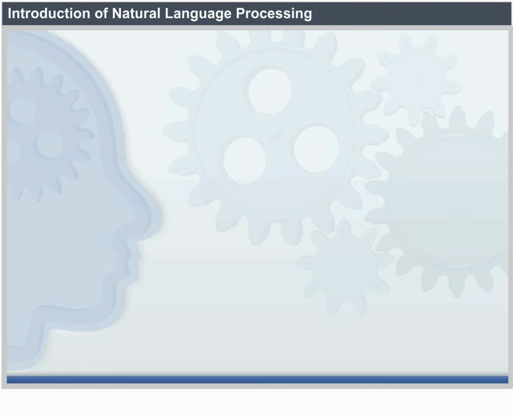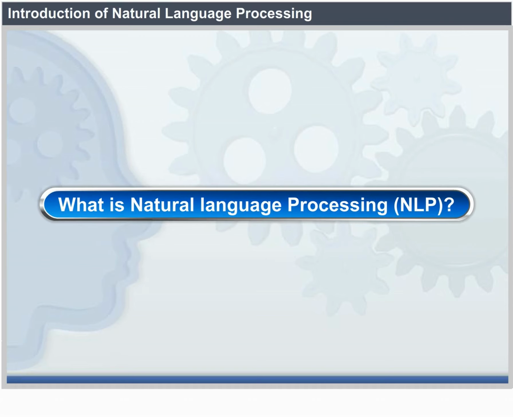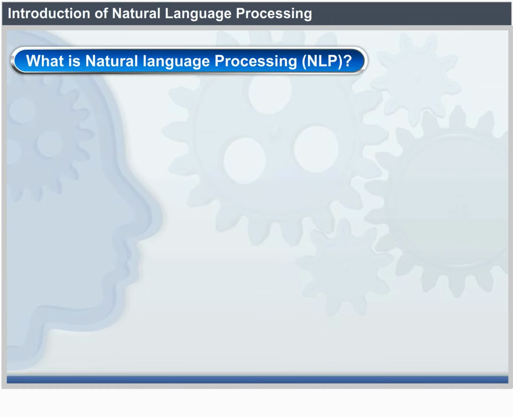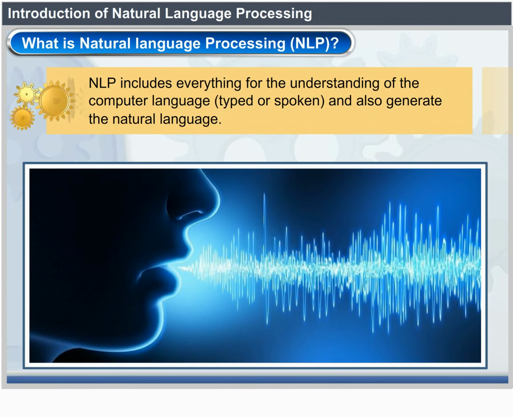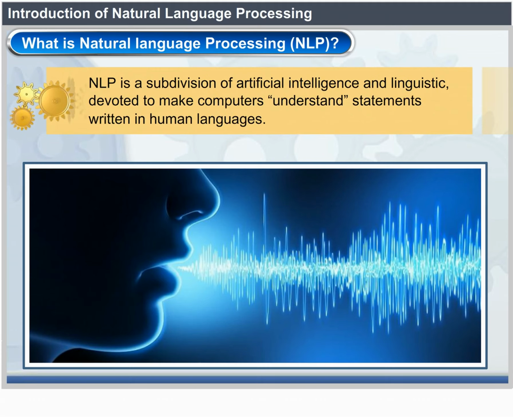Introduction to Natural Language Processing. What is Natural Language Processing (NLP)? NLP deals with the languages of human beings. NLP includes everything for the understanding of the computer language, typed or spoken, and also generating natural language. NLP is a subdivision of artificial intelligence and linguistics, devoted to making computers understand statements written in human languages.